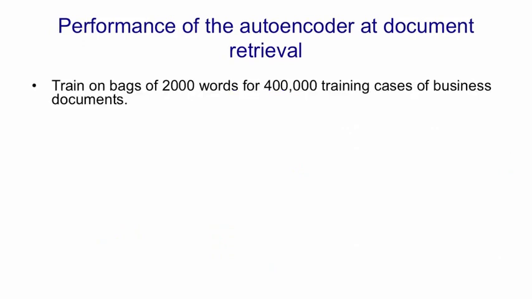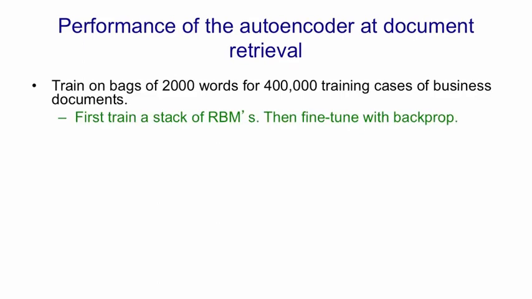We trained using bags of 2000 words on 4000 business documents from the Reuters dataset, and these documents had been hand-labelled with about 100 different categories. We first trained a stack of restricted Boltzmann machines, and then we fine-tuned with backpropagation, using a 2000-way softmax as the output. And then we tested on a different set of 4000 documents.